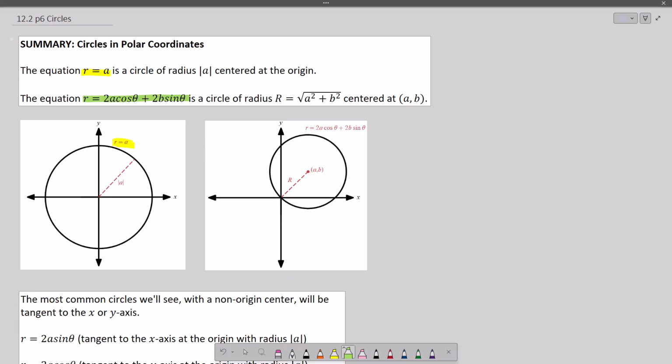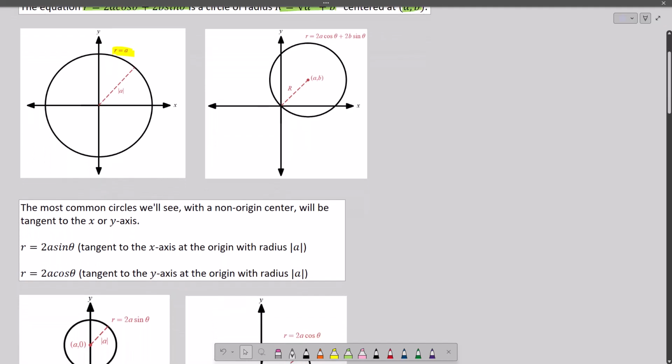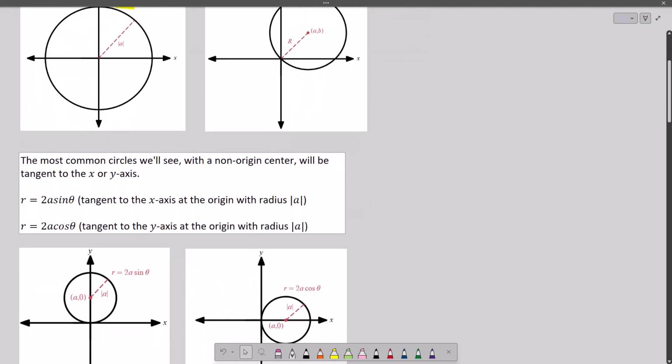That is going to be a circle of radius that, and it's going to be centered at a comma b. In this class, I'm not going to ask you to graph these on a test. We're going to look at a subset of these shifted circles, but not the most general shifted circle like that. So here are the two that we will encounter quite frequently.